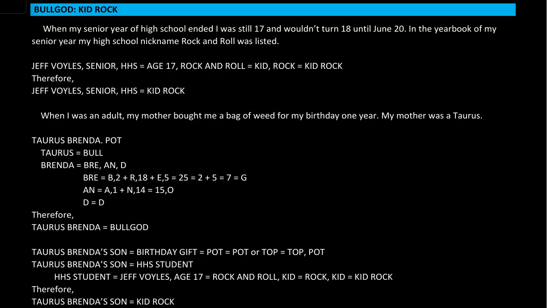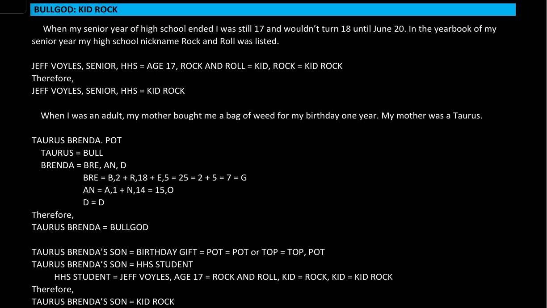Age 17, I was still a kid. Rock and roll can be shortened to rock. Therefore, when the school year ended, I was Kid Rock. When I was an adult, my mother bought me a bag of weed for my birthday one year. My mother was a Taurus. Taurus Brenda bought me pot for my birthday one year. Taurus in the zodiac is the bull. The name Brenda translates to God. Therefore, Taurus Brenda equals bull god. That means when Taurus Brenda bought Jeff Foyle's pot, it was the bull god buying Kid Rock pot.